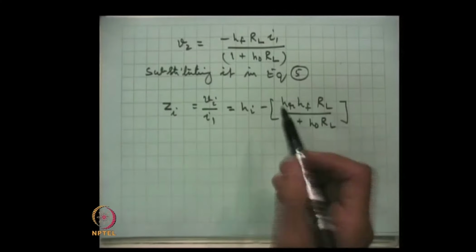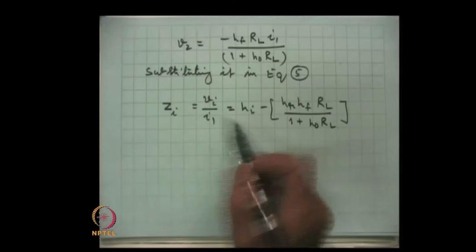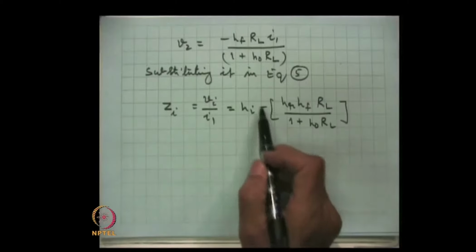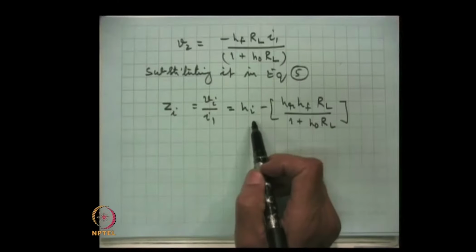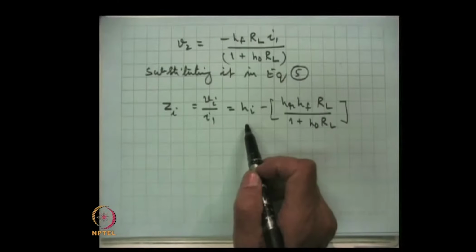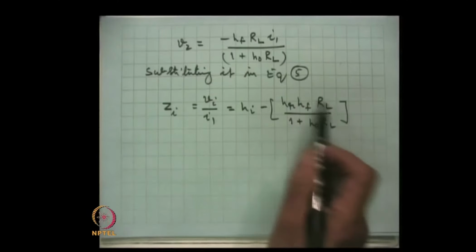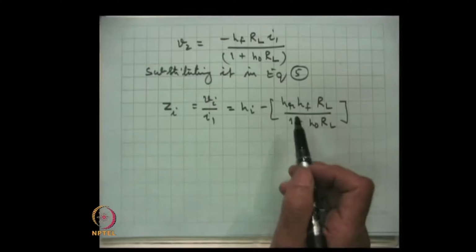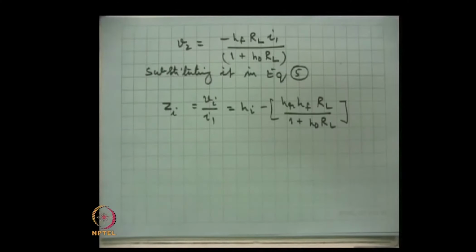And another point, as I said, is that the input impedance of the amplifier is different from the input impedance of the transistor, and this is reduced by this parameter. So, this is the impedance.